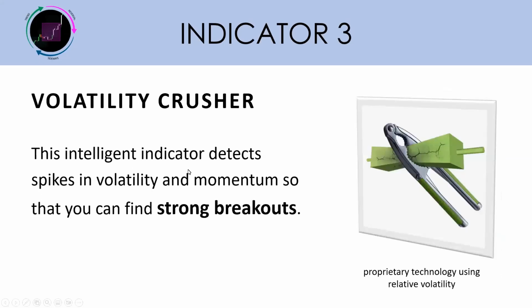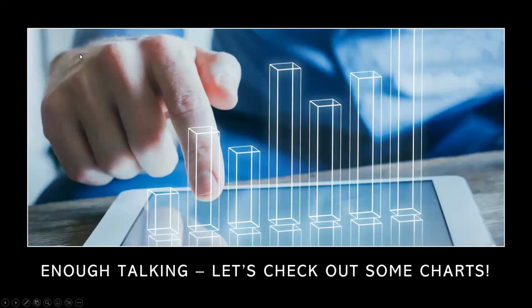And the third indicator is called volatility crusher. And it is an indicator designed to detect strong breakouts. And we define a strong breakout as a breakout which lasts for quite some time. So when the breakout occurs, chances are that price will continue in the direction of the breakout for quite some time. And this is something that we as traders can take advantage of by simply entering in the direction of the breakout. Now, enough theory, enough talking.